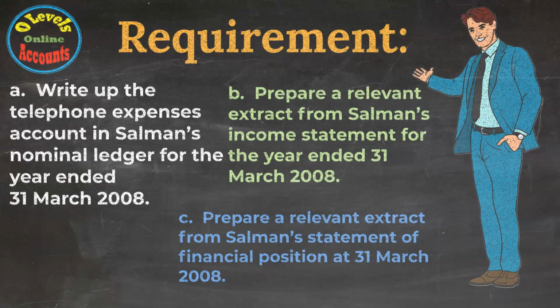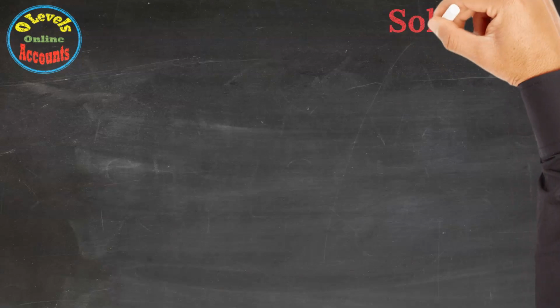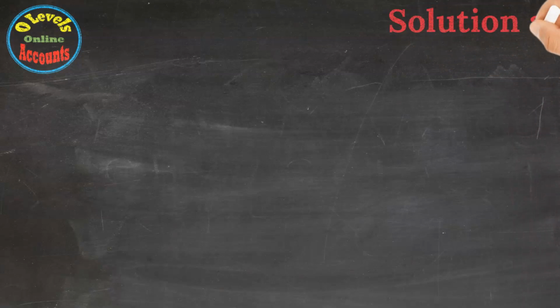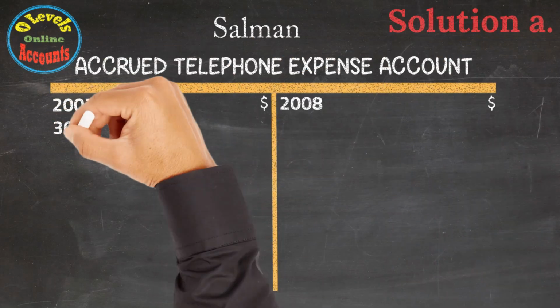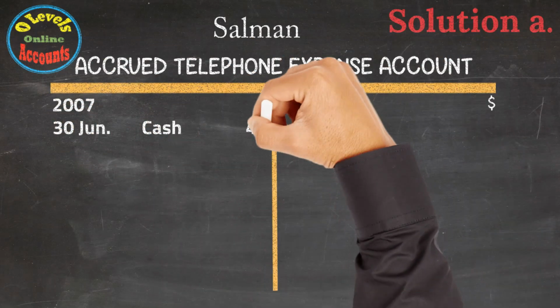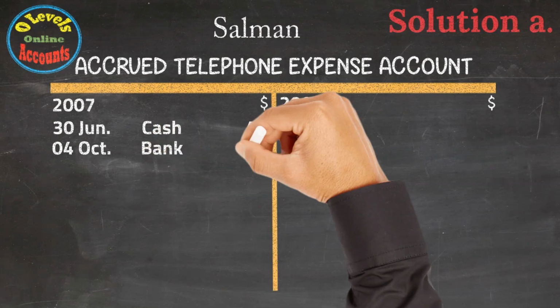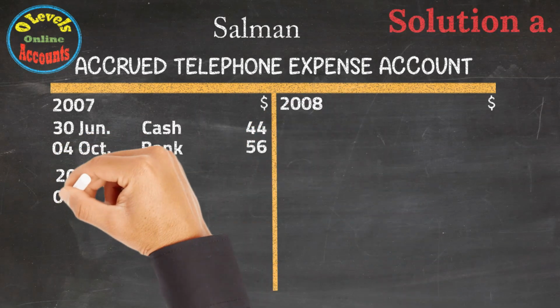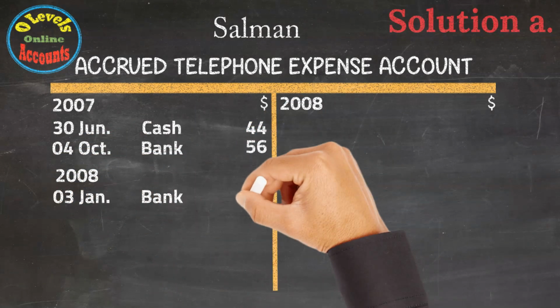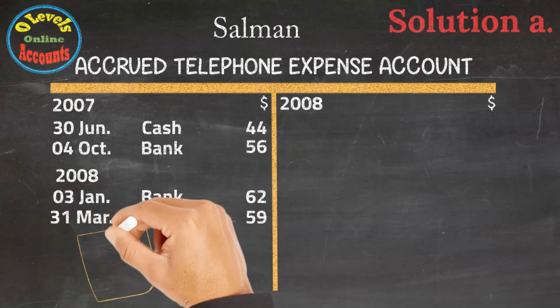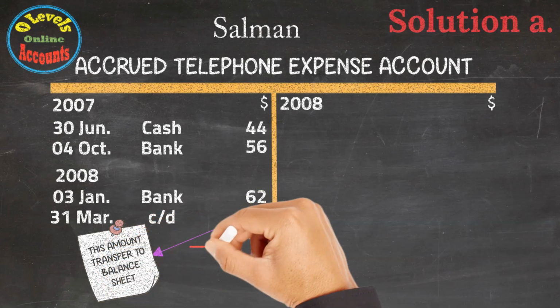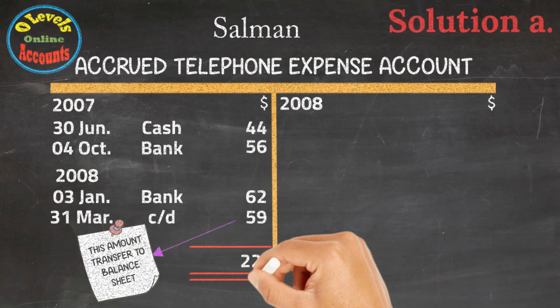Let's see the solution. As per requirement A, we will prepare an accrued telephone expense account. The first entry would be made by cash $44, the second entry by bank $56, third entry by bank $62. Now put the carried down value of $59, this amount should reflect in the balance sheet. The total of $221 appears as a total on the debit side.